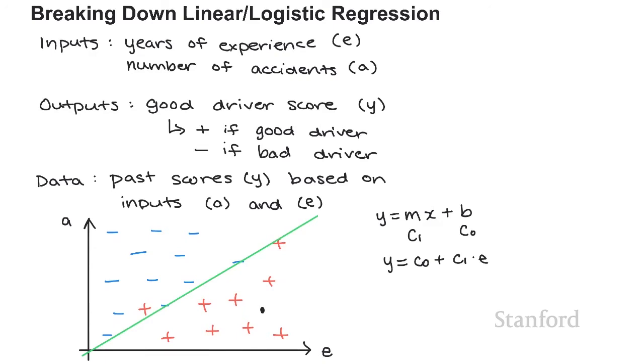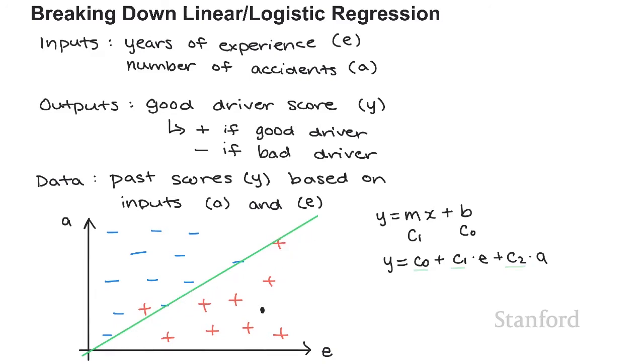In addition to that, our formula also needs to take into account A. And so we'll just add that into the equation by giving it an additional constant, which we will call C2, which is multiplied by A. And so the goal of linear regression is to figure out what these constants, C0, C1, and C2, should be so that we obtain this nice line over here.